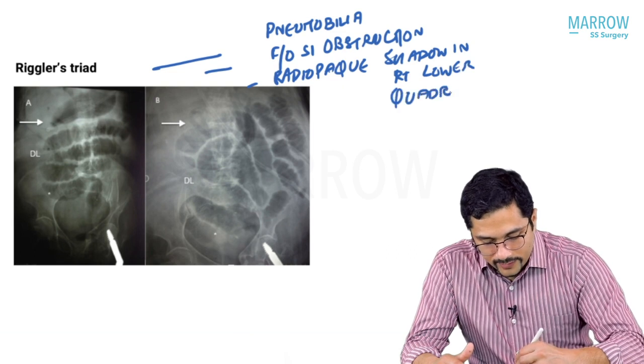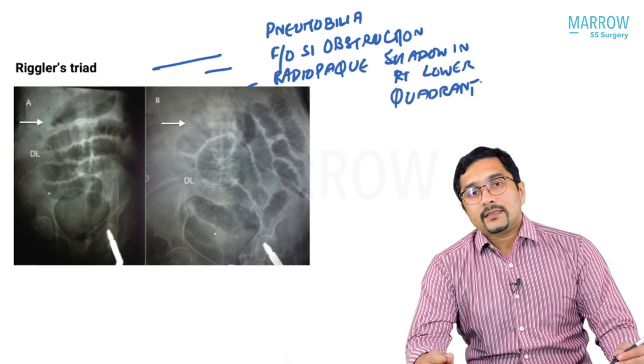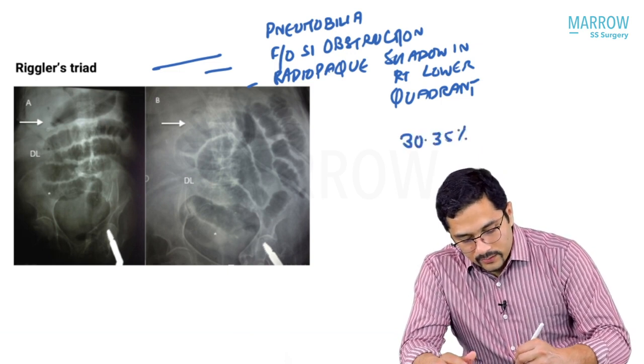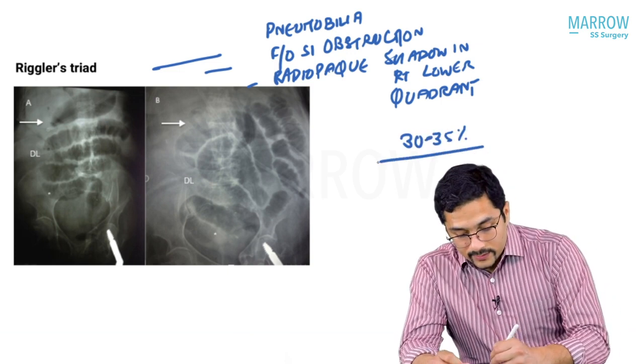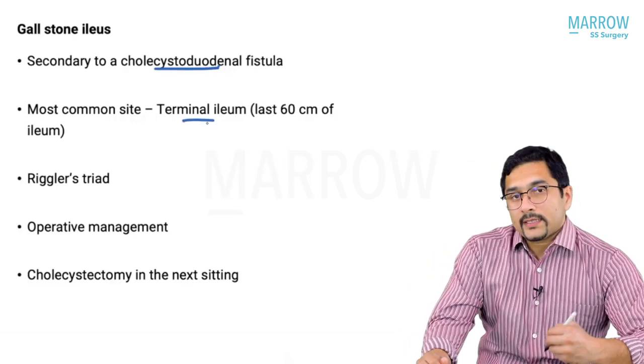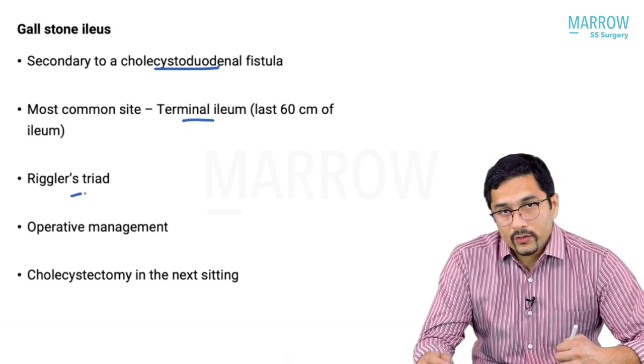Radiopaque shadow in the right lower quadrant. So, that is Riggler's Triad. I have told you it is seen in almost 30 to 35% of patients of gallstone ileus. It is secondary to a cholecystoduodenal fistula. Most common site is the terminal ileum. Riggler's Triad I have already told you.